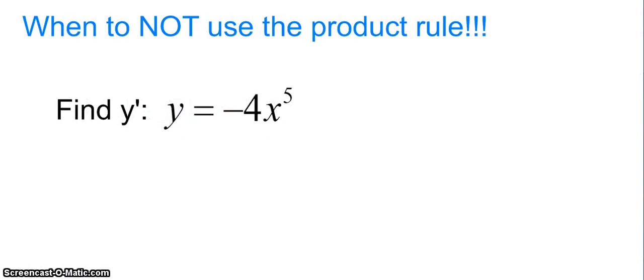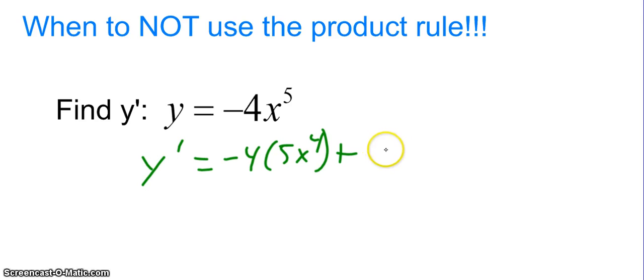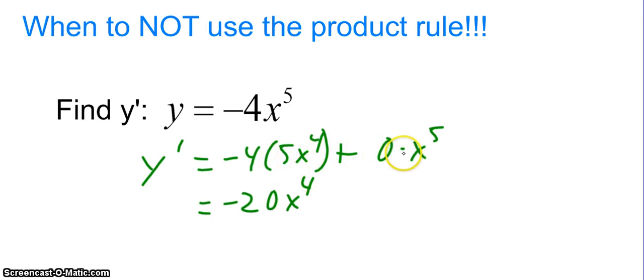All right, when do we not want to use the product rule? Here. We do not want to use the product rule. Yes, I could do this. I could say y prime equals negative 4 times 5x to the 4th plus 0 times x to the 5th, and I end up with negative 20x to the 4th, but I'm really wasting my time. Okay, so although negative 4 times x to the 5th is a product, anytime there is a constant here, you should not use the product rule.